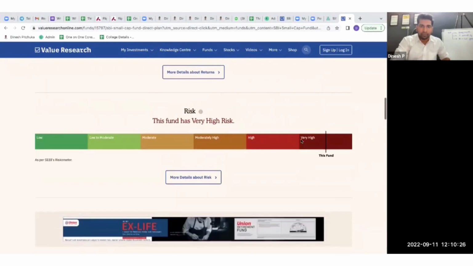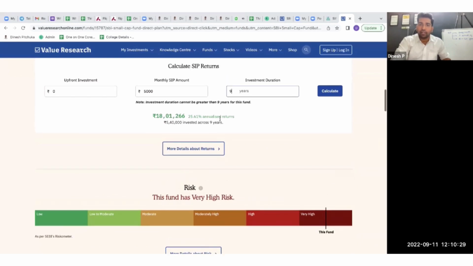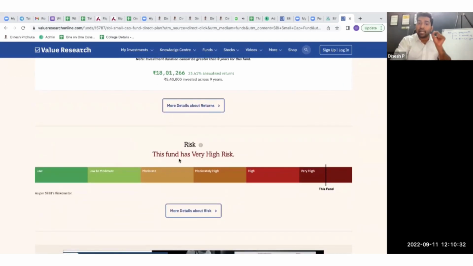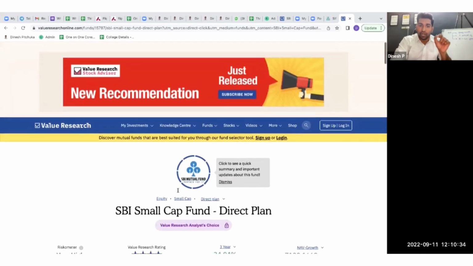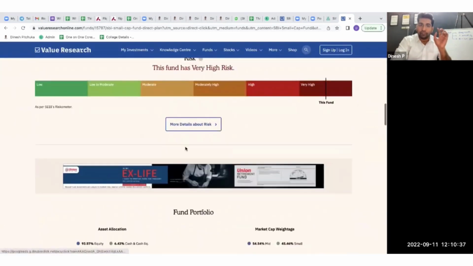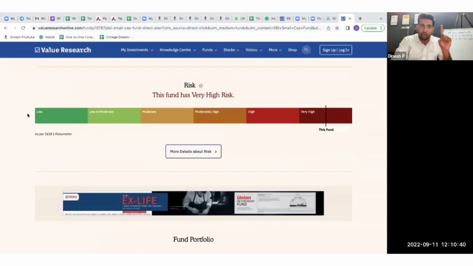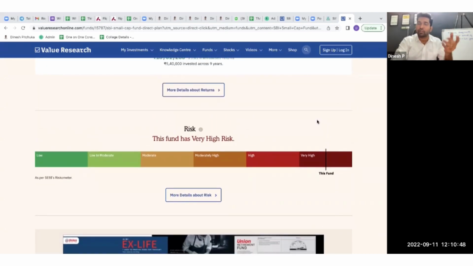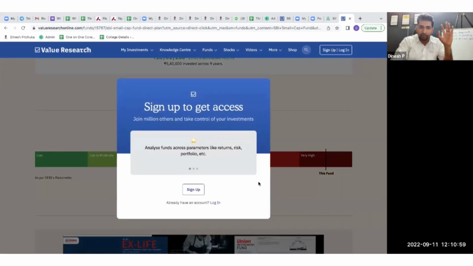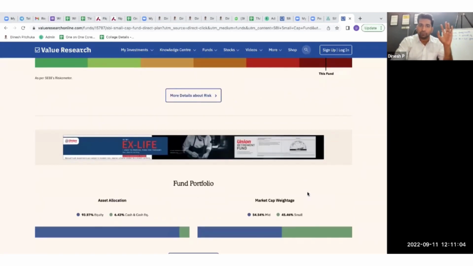Portfolio breakdown. In this fund, this is the risk level. This fund has very high risk. It is a small cap fund, like you guys also said. You see here: low to moderate, moderate to high, high, very high. This is having a very high risk. But still I have invested in it because the overall performance in the past 10-15 years, I have seen that it is pretty good, and so I've invested. So the risk level is very, very high on this particular fund.